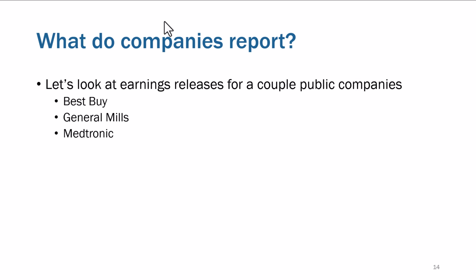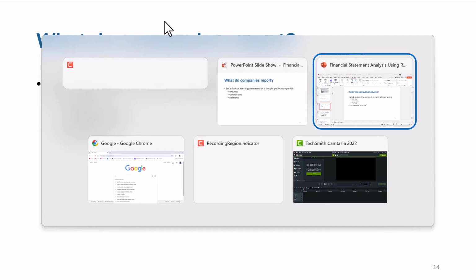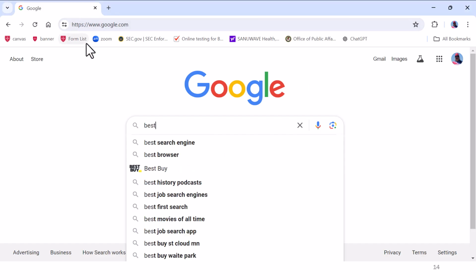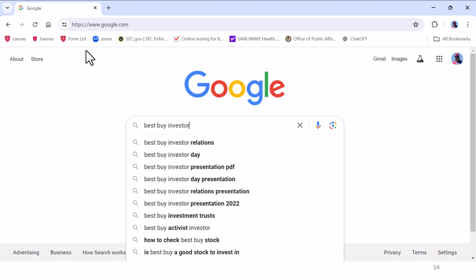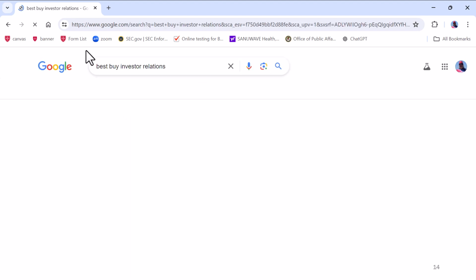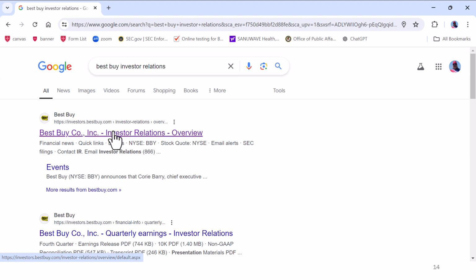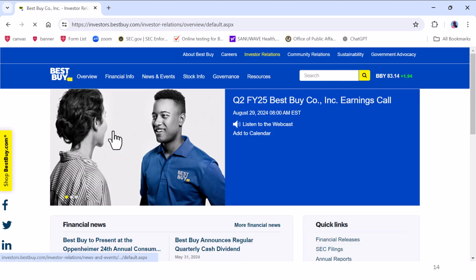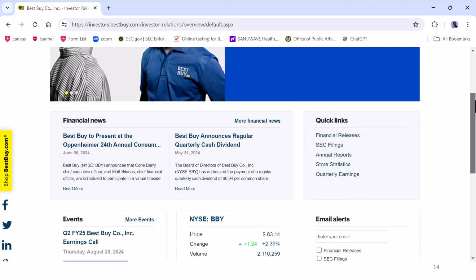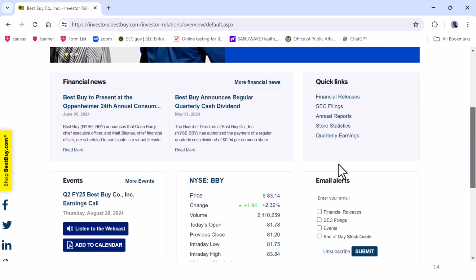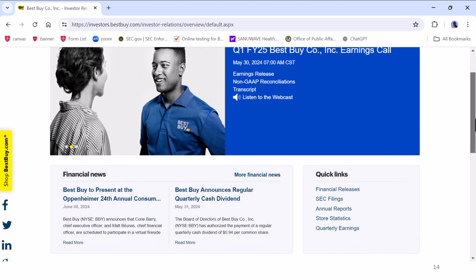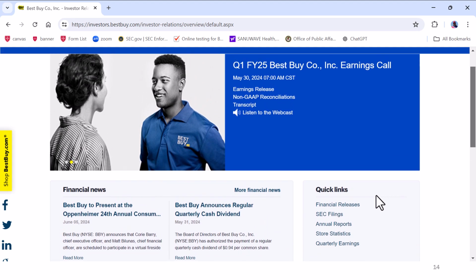So in order to get here, I'm going to scroll over to Google. I'm going to type in Best Buy Investor Relations. It's a pretty good search term to use. And then I will go into here. You can see that they have their next earnings call coming up on August 29th. So I'm recording this in early to mid-August, so we're not quite there yet.